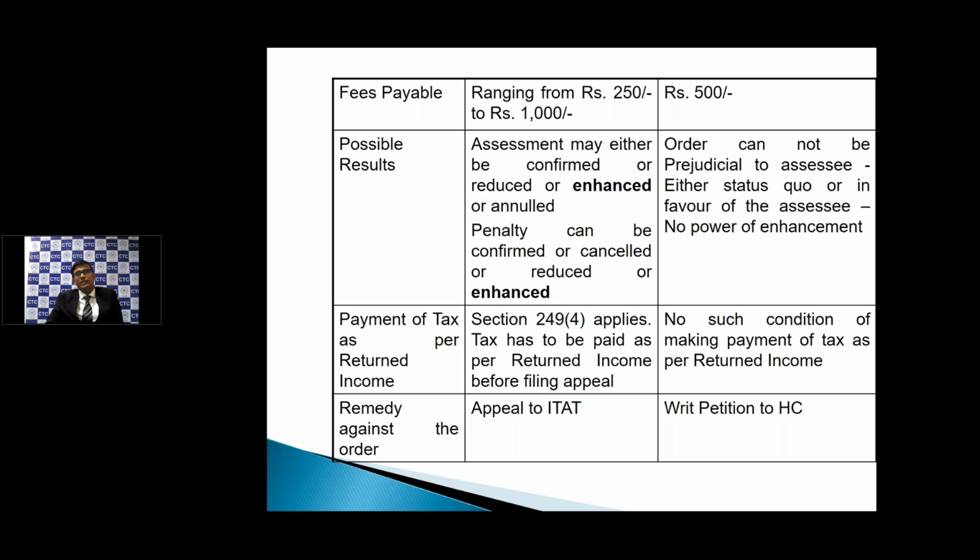This is very peculiar. In fact, the two important comparisons of 246 and 264: one is this possible result. CIT appeal has a power of enhancement. However, in 264 CIT has no power of enhancement because he cannot pass any order which is prejudicial to the assessee. And the other distinction is the last one, remedy against the order. Against the CIT appeal order, you have the remedy of going to ITAT, and thereafter if there is a substantial question of law, you can go to High Court and Supreme Court in the normal appellate hierarchy. However, the remedy against a 264 order, if it dismisses, is only a writ petition before High Court, with no appeal to the tribunal against the 264 order.